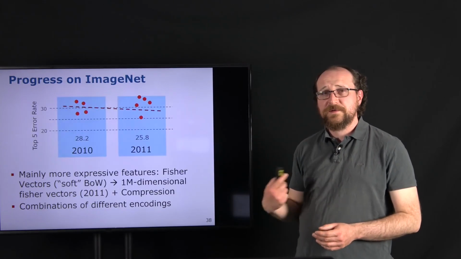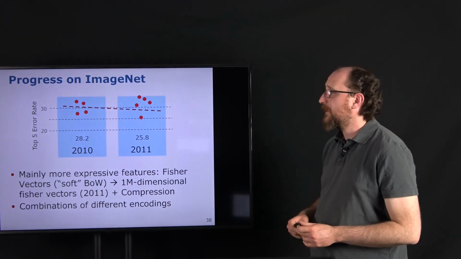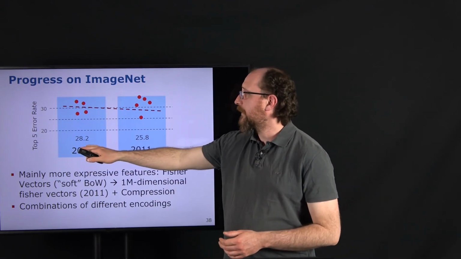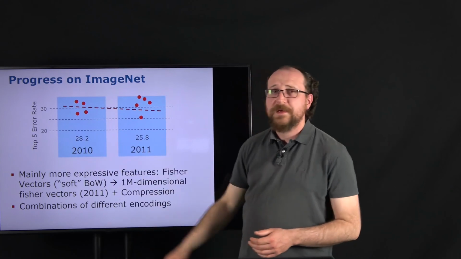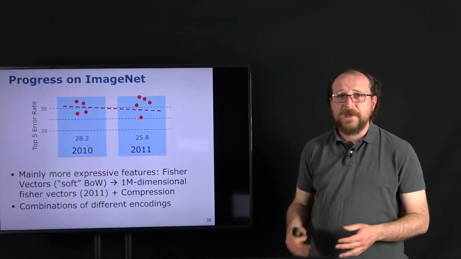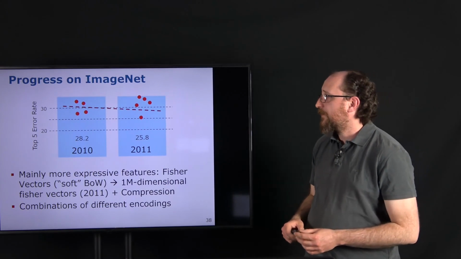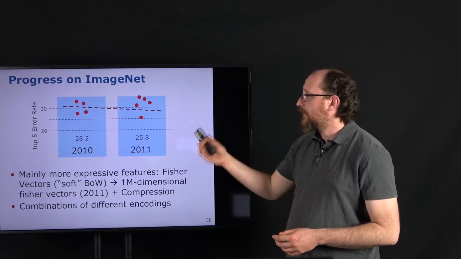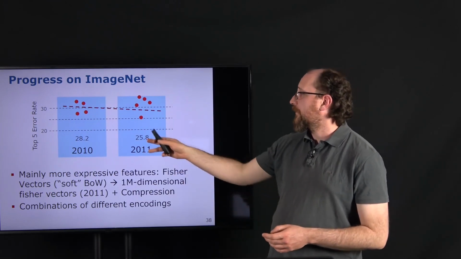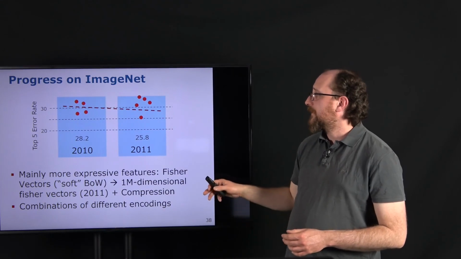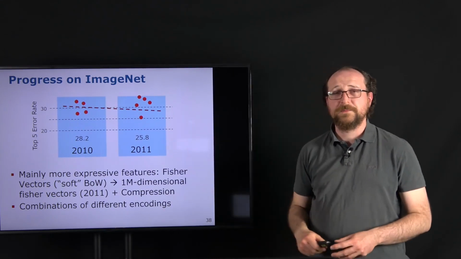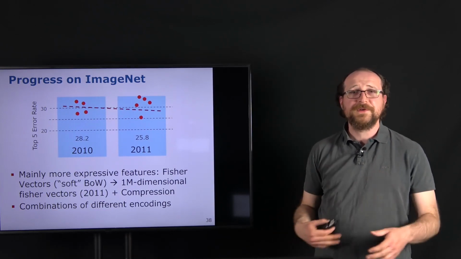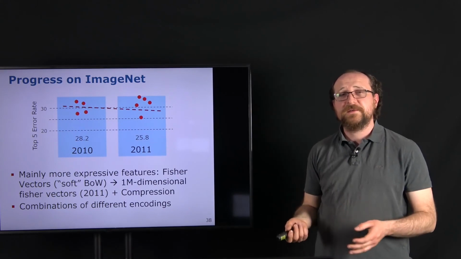And when we look at this data set or the specific progress that they made, then in 2010 they arrived at 28.2% top 5 error rate. So that means they were about 72% accurate, and 28% of the images were wrongly classified. And as you can see in the next edition, progress was made, and you can see a downward trend.